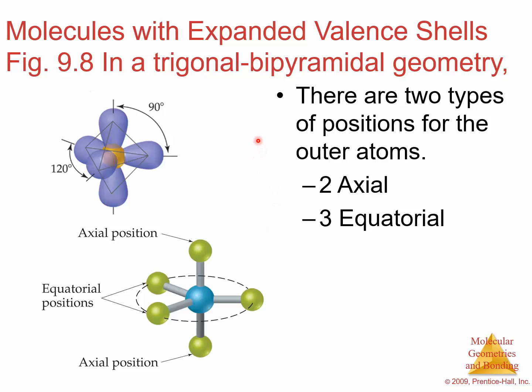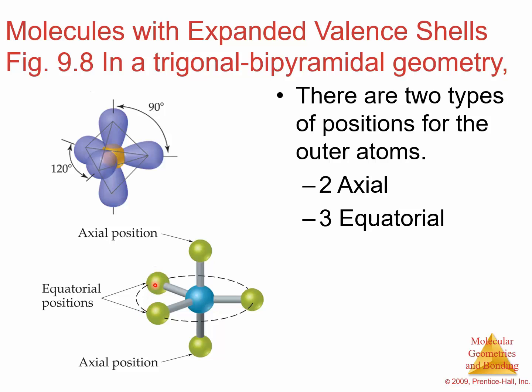Now, if we look at this figure, it shows us that in a trigonal bipyramidal geometry, there are 2 types of positions for the outer atoms. We have 2 axial, where the bond angle is 90, and 3 equatorial, where the bond angle is 120. Of course, any non-bonding pair will be placed in the equatorial position because this is more stable than putting them on the axial position, because they are farther from each other.